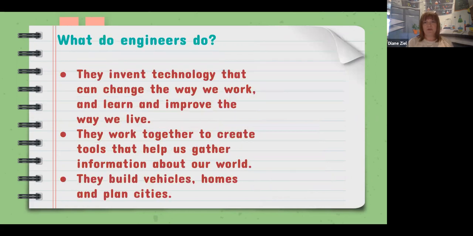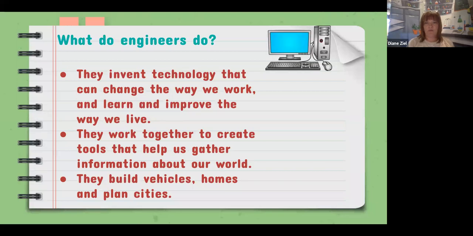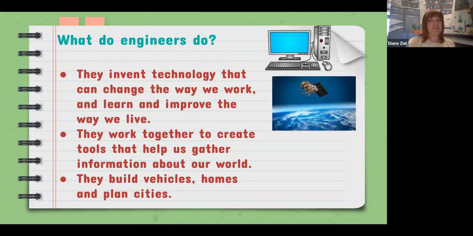So what do engineers do exactly? Well, here are some things that engineers do. They invent technology that can change the way we work, learn, and improve the way we live. For example, the home computer. They also work together to create tools that help us gather information about our world. So we can think big technology, satellites out in space, is also another technology that engineers work on.